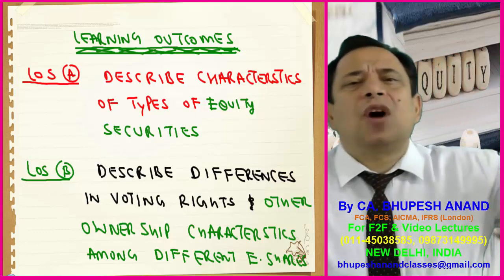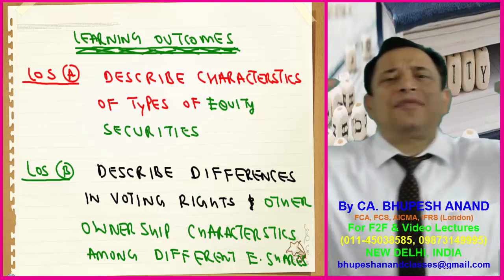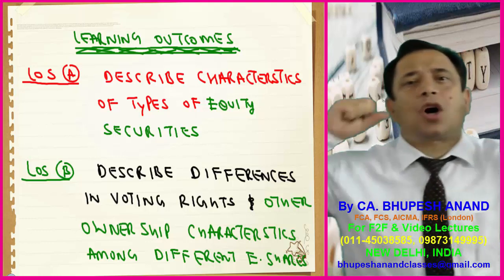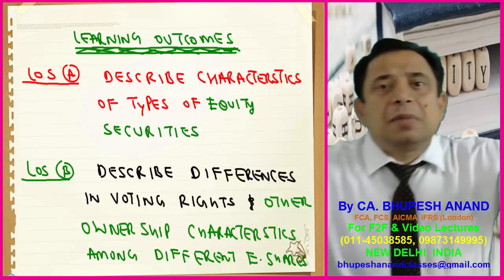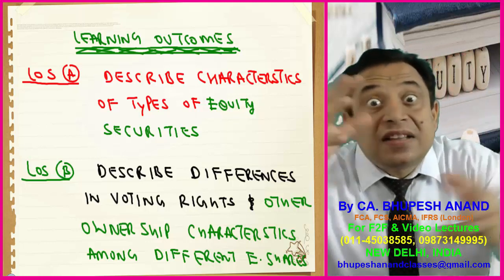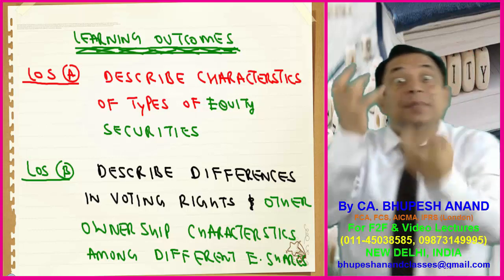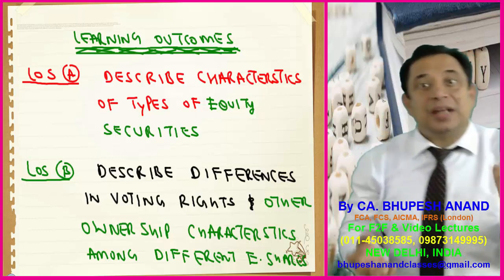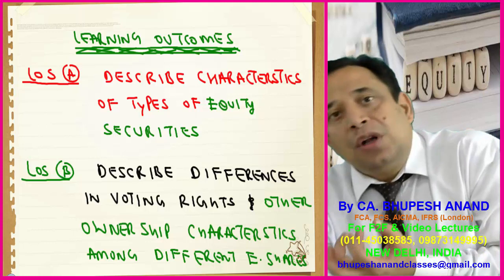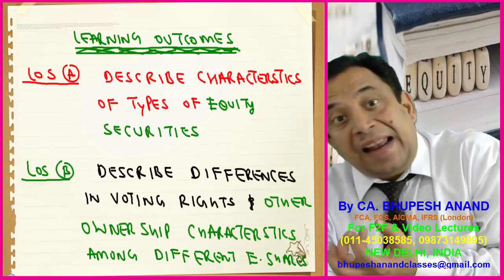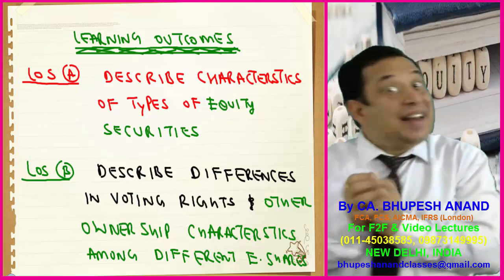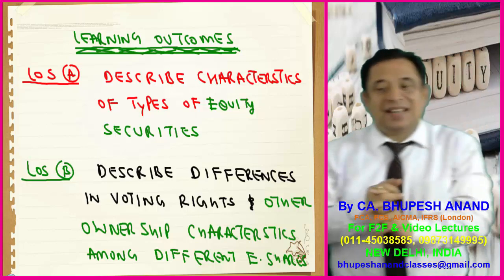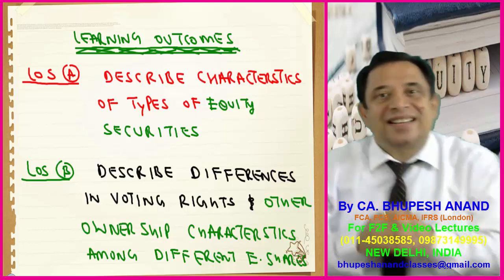What is the meaning of common stock, equity stock, preferred stock, cumulative preferred stock, callable equity stock, putable equity stock, convertible preferred stock? We will be dealing with these new equity terminology and what their features are. So this is learning outcome number A, and in today's lecture I will be discussing this learning outcome number A.